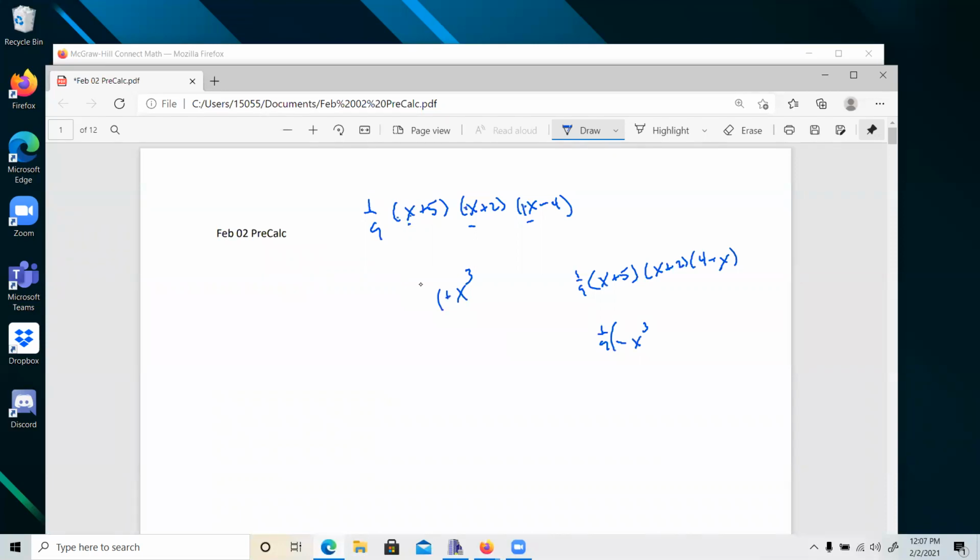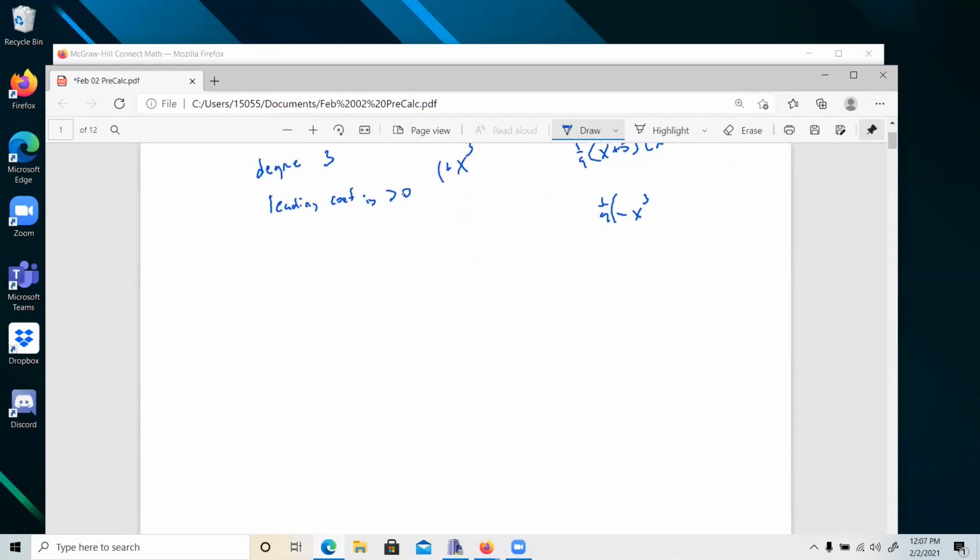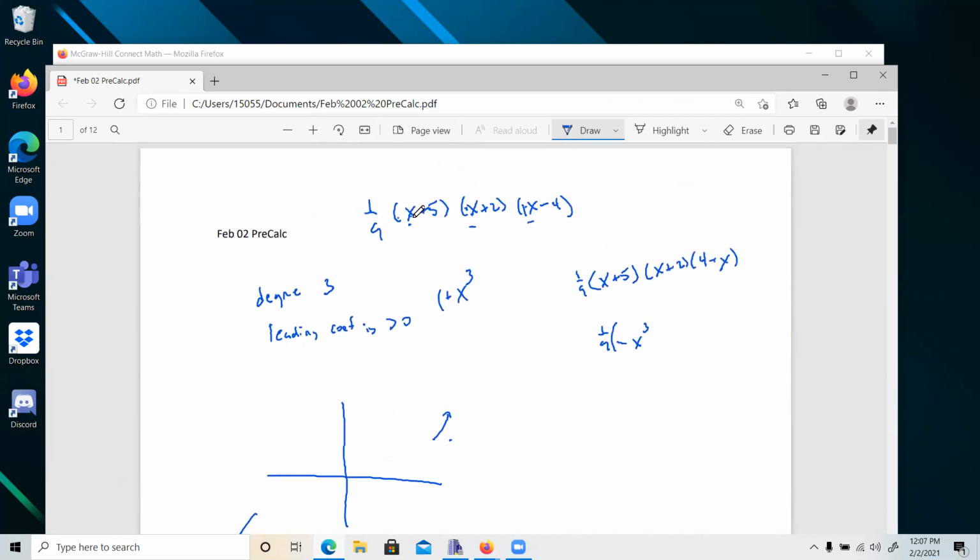So we know it's degree 3, and we know that the leading coefficient is positive. So just without doing anything else, I kind of know that my end behavior is going to look something like that. Now it's going to wiggle around in here a little bit, but in the end, this is what it's going to look like, because that's what all odd degree polynomials look like.